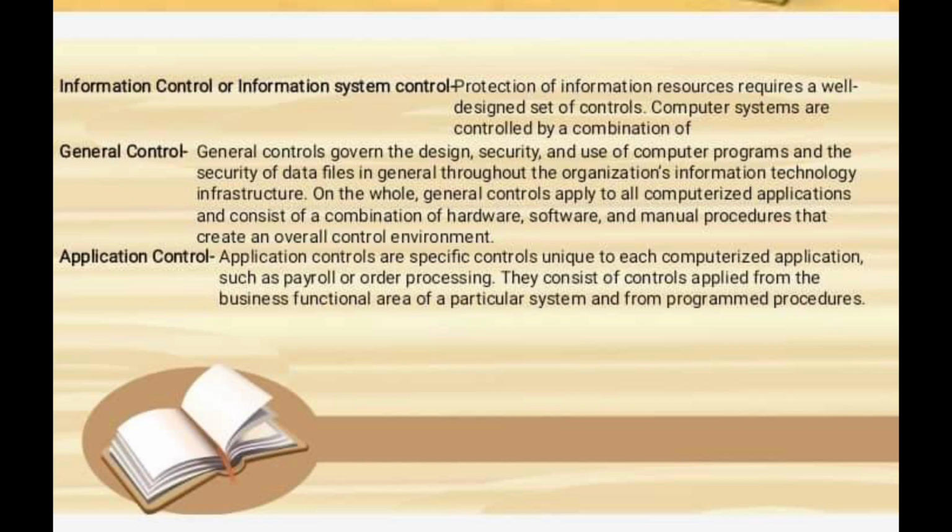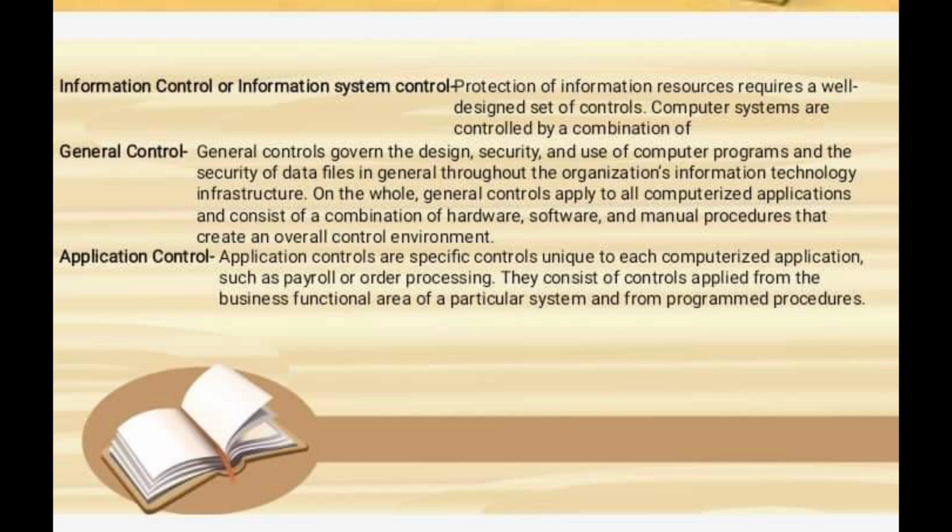Information control, the protection of information resources, requires a well-designed set of controls. Computer systems are controlled by a combination of general controls and application controls. General control governs the design, security, and use of computer programs and the security of data files in general throughout the organization's information technology infrastructure.